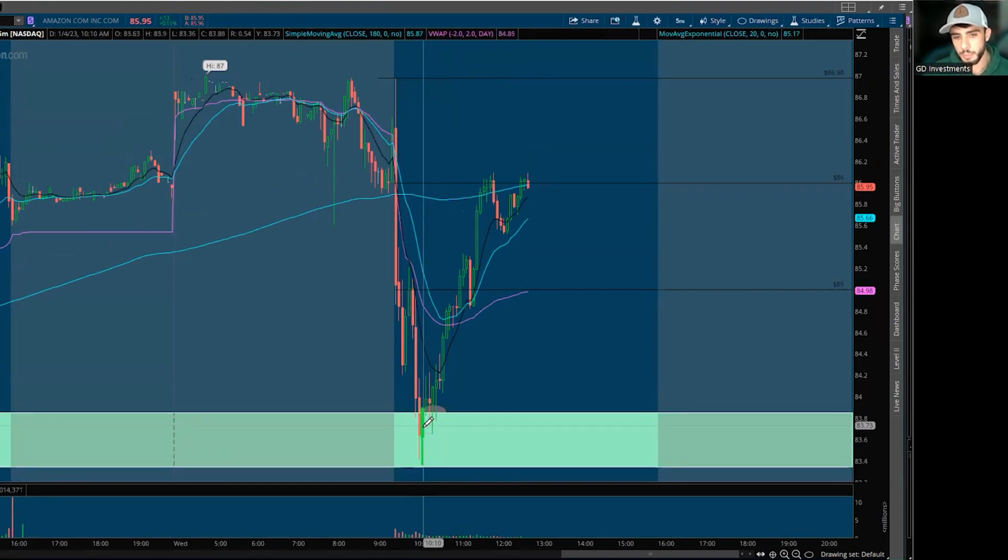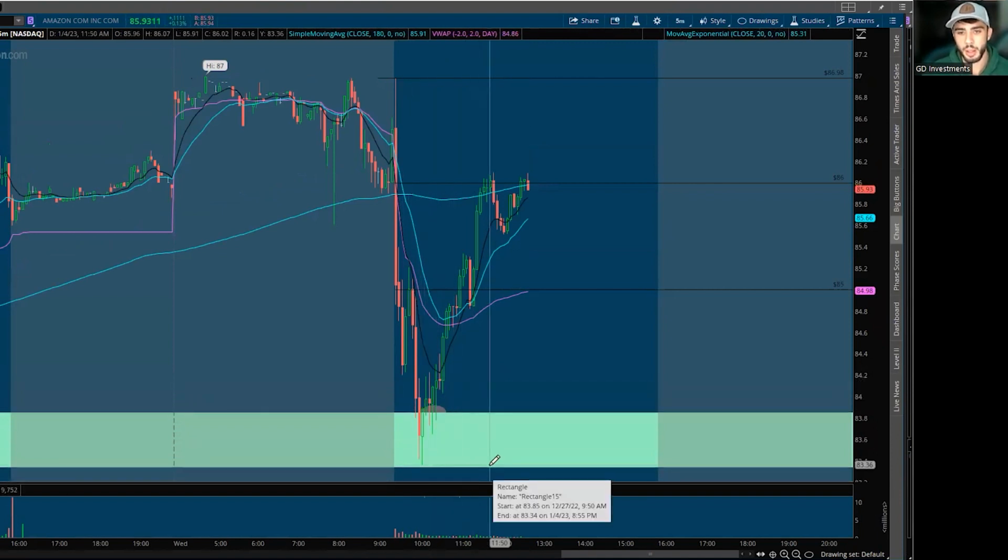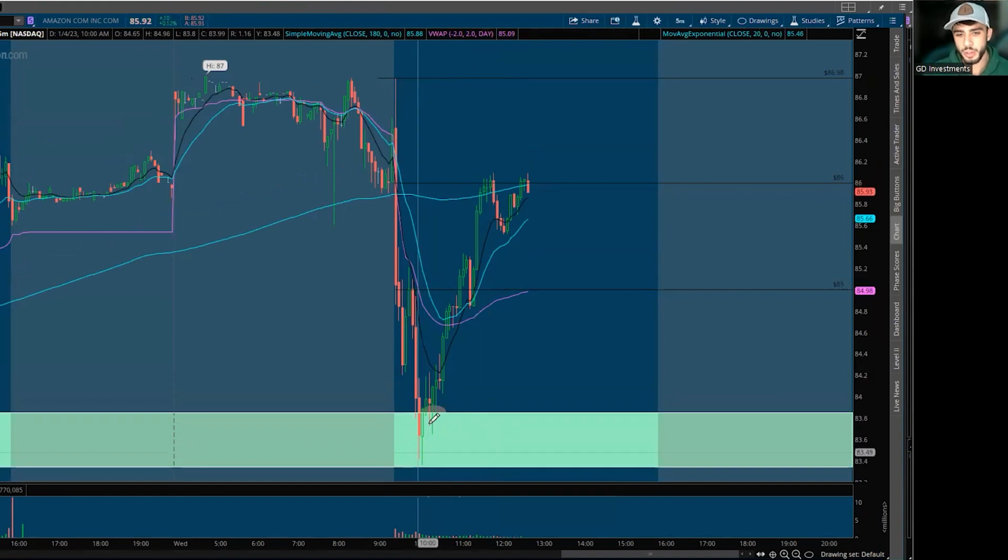Now, the reason why I waited was because, especially on news events or any type of day, like we discussed before, we can always see more downside. So you want to put probability in your favor. So I waited for this demand zone to be valid to take my full position.